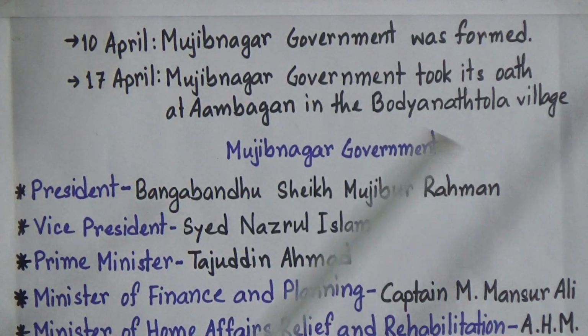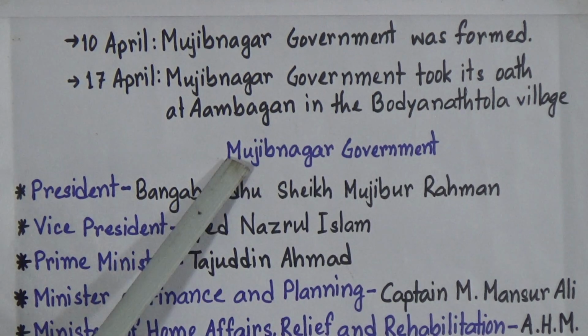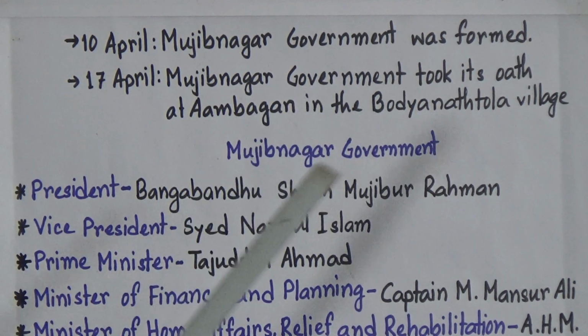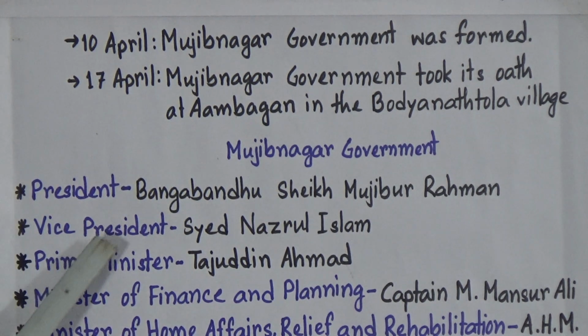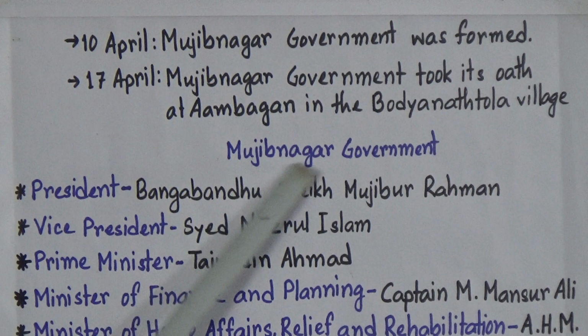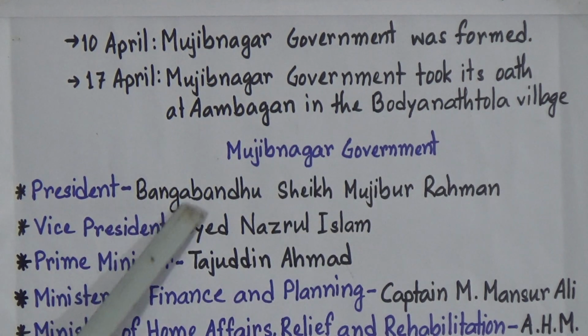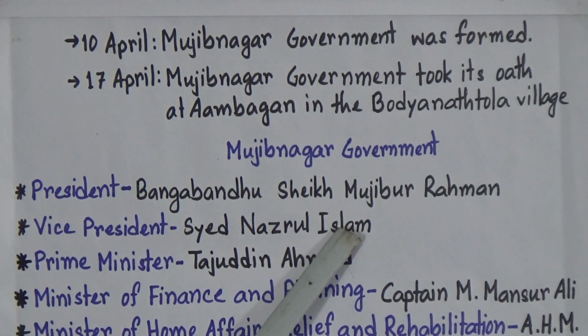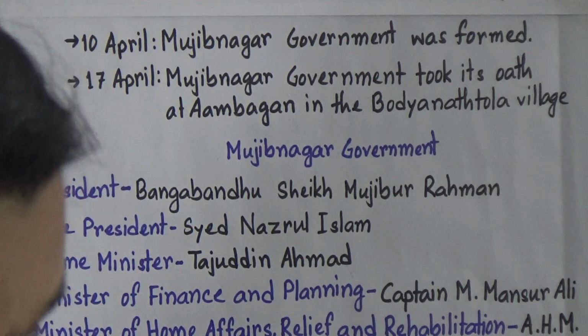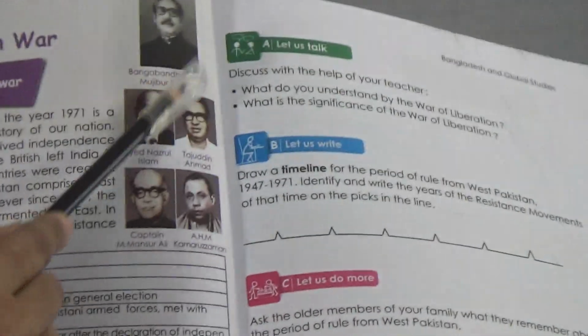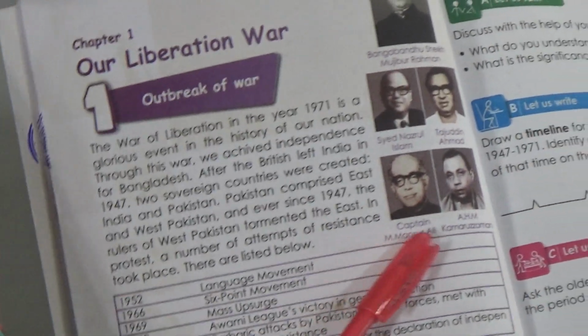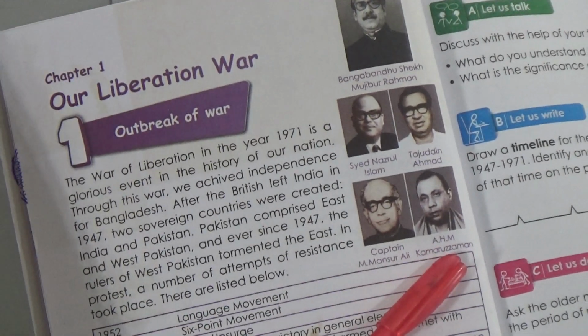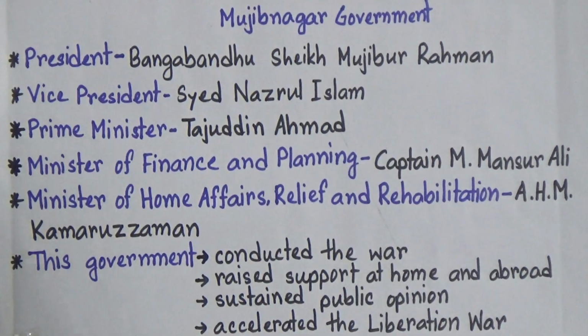That is in the former Meherpur subdivision. And in this government, the Mujibnagar government, Bangabandhu Sheikh Mujibur Rahman was the president, and the vice president was Syed Nazrul Islam. Now look, there are the pictures of Bangabandhu Sheikh Mujibur Rahman, Syed Nazrul Islam, Tajuddin Ahmad, Captain Mansur Ali, and A.H.M. Kamruzzaman. So they are the important members of this government.